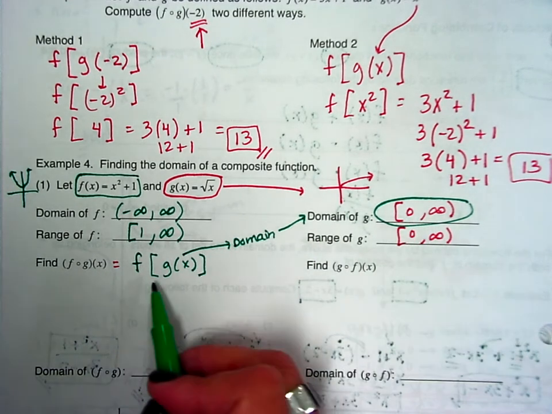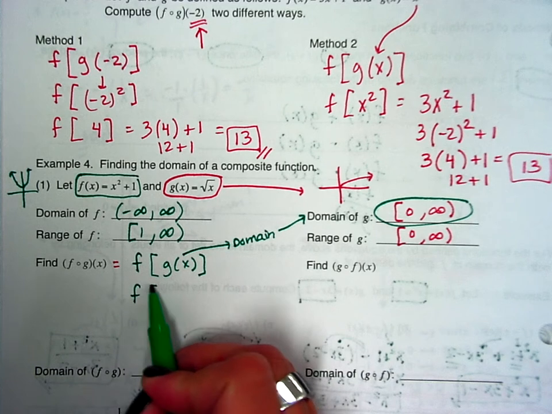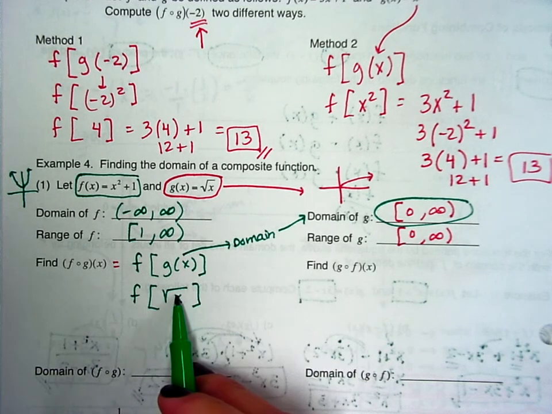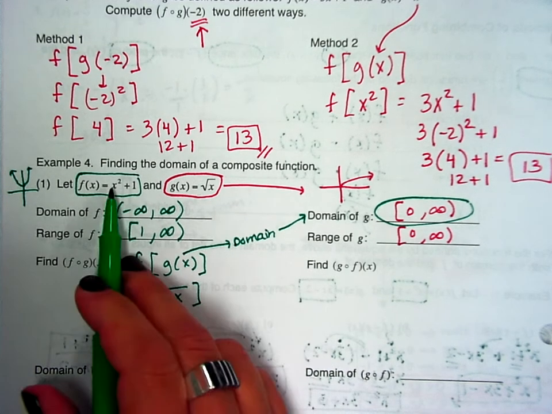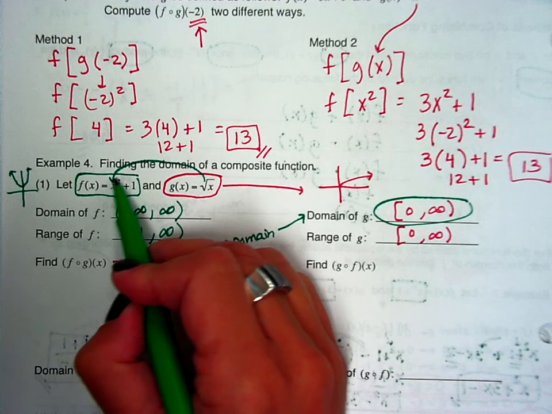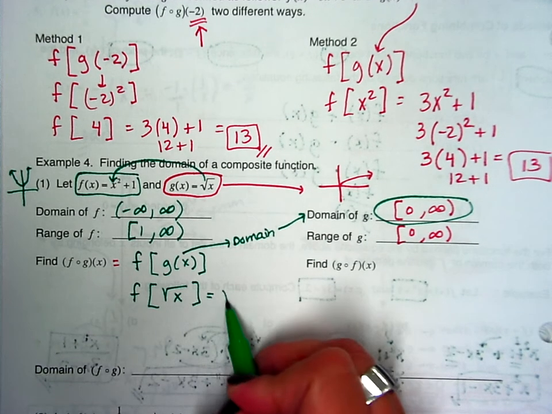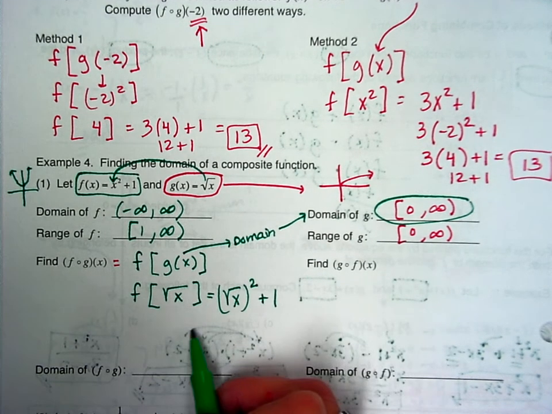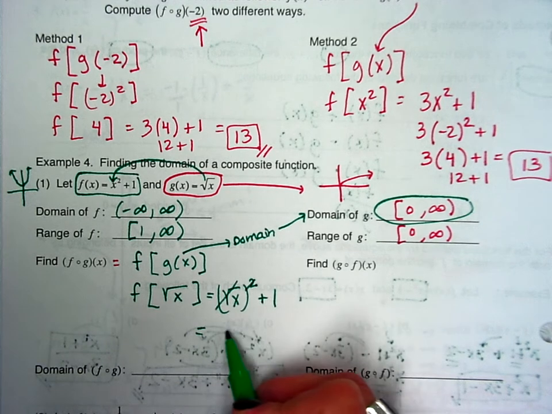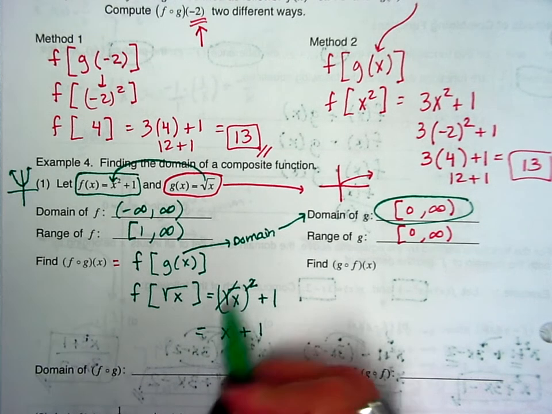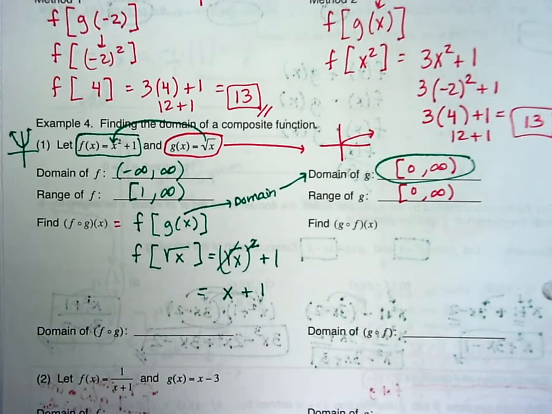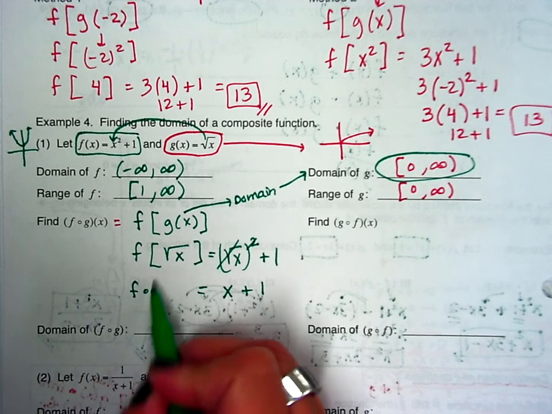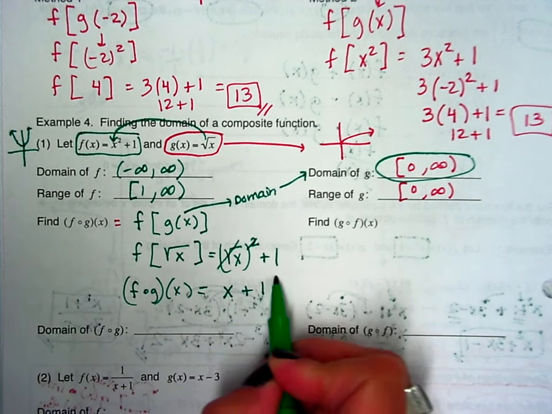So let's actually work it out. That means I'm doing, what is g of x? It's the square root of x, right? Plug that in. So I plug that into my f function. I'm taking this and plugging it in for x here, which is the square root of x squared plus 1. Now this one does simplify pretty nicely, and I get x plus 1. The square root and the square cancel. And so f of g of x is x plus 1.